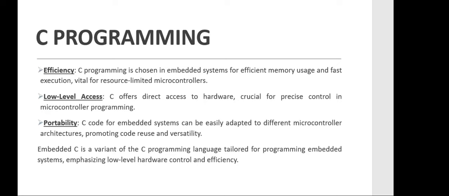C program used in the project Microwave Oven Simulation. The advantages of the C program are listed below: efficiency, low level access, portability. C programming is chosen in embedded systems for efficient memory usage and fast execution, vital for resource-limited microcontrollers. It offers direct access to hardware, which is crucial for precise control in microcontroller programming. It also can be easily adapted to different microcontroller architectures, promoting code reuse and versatility.